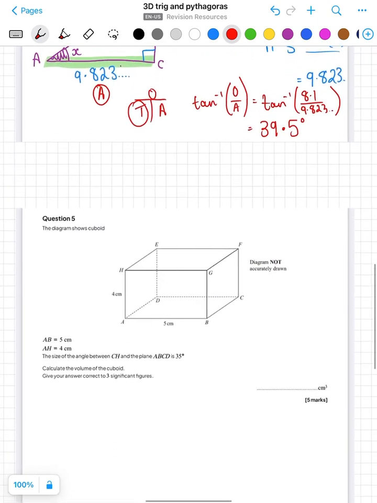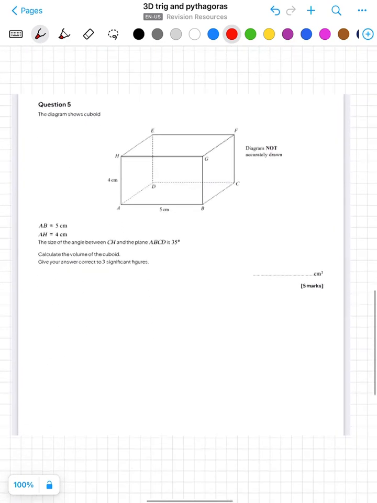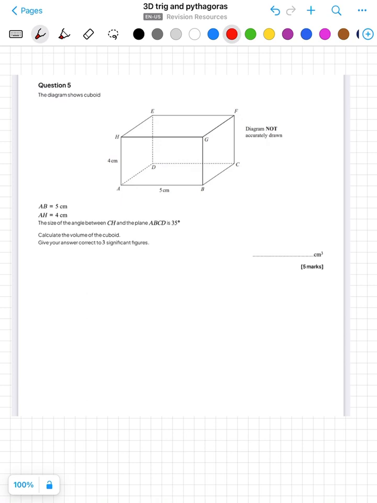So a top tip with 3D trig or 3D Pythagoras questions is to draw them out as multiple 2D shapes. The size of the angle between CH, our diagonal, and the plane is 35 degrees. We want to find the volume of the cuboid.